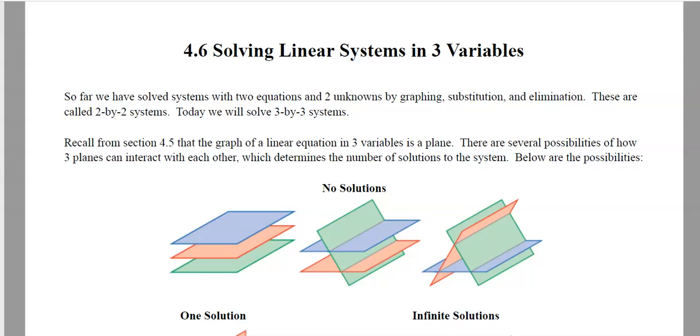All right, 4.6, solving linear systems in 3 variables. So this is where things start to get a little bit tougher. We have 3 equations, 3 unknowns. All the systems we've done so far have only had x's and y's. These are going to be x, y, and z.